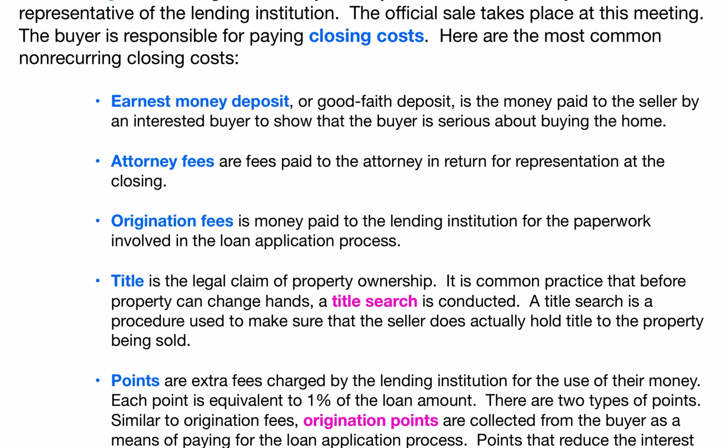Then there's also attorney's fees, and these are fees paid to the attorney in return for them representing you at closing. And then there's also origination fees, and this is money paid to the lending institution for the paperwork involved in the loan application process.